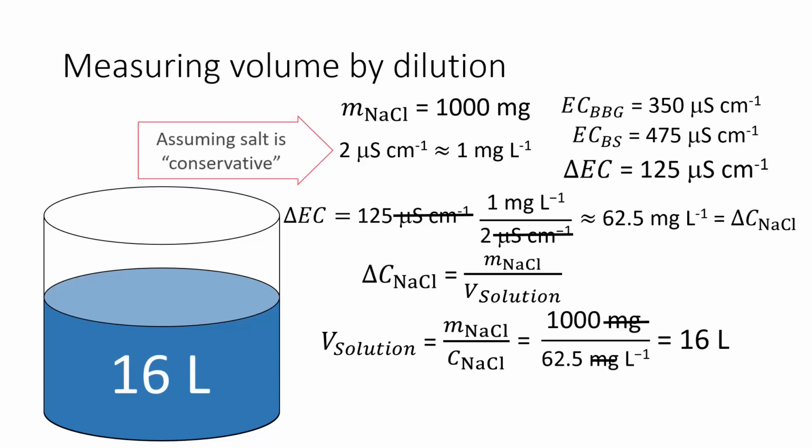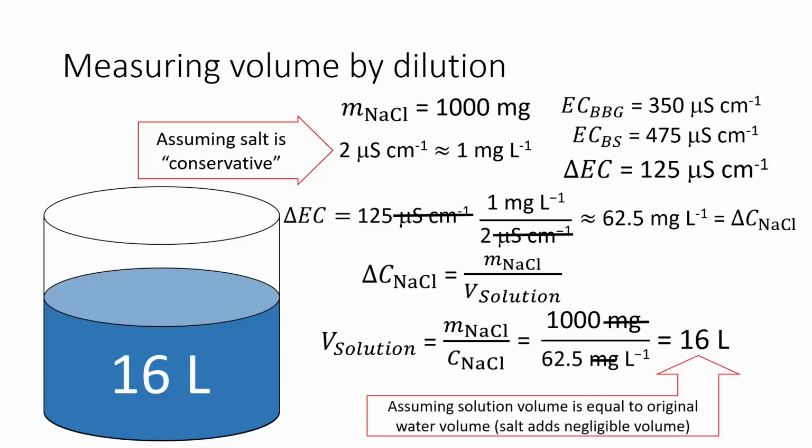So we've got 16 liters in our bucket. There are a couple of assumptions that we have made here that we really should pay attention to, to make sure that we're not making any mistakes. First of all, we're assuming our salt is what's called a conservative tracer, chemically conservative. That means when the mass of salt dissolves in the water, none of that sodium chloride reacts with anything else to change the concentration in such a way that that 2 microsiemens per centimeter per 1 milligram per liter change is inconsistent. So you have to have a conservative tracer to do this type of work, hydrologically speaking.